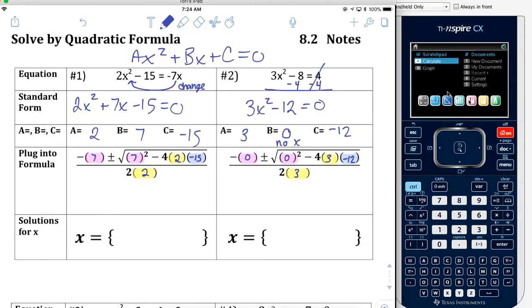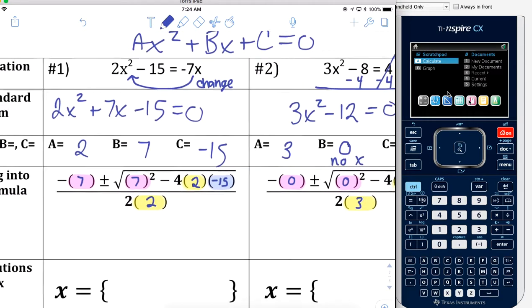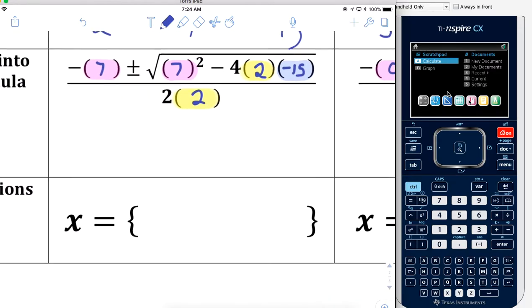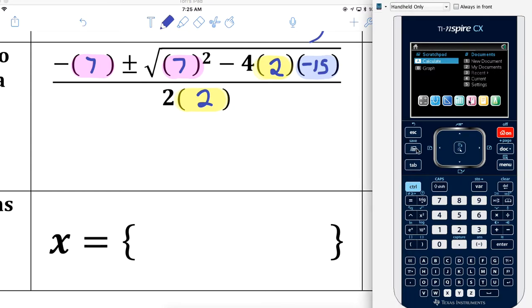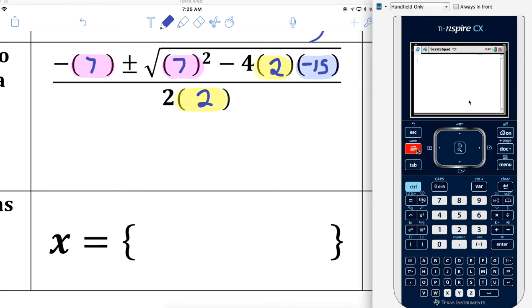Okay, so we're going back to problem 1 now, and we are ready to focus on the solving. So I'm going to zoom in all the way. This is problem 1. And I'm going to move over here to my calculator, okay? I'm opening up a scratch pad. It doesn't matter if there's something in there. You can just leave it already there.